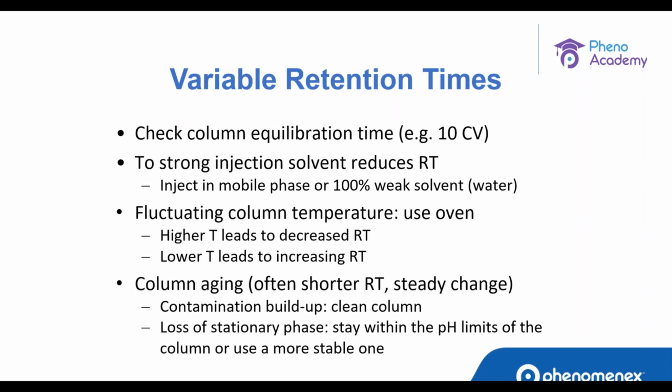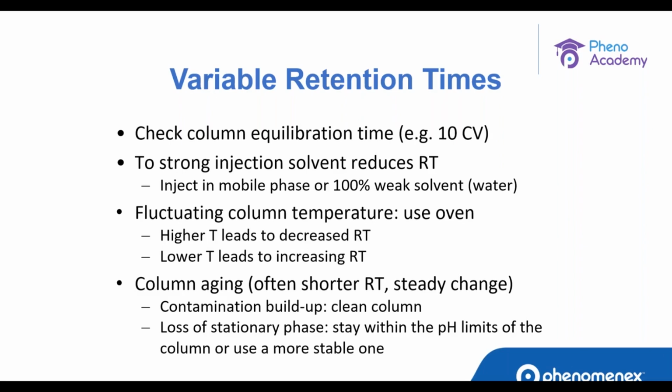Check column equilibration time. Normally we do column conditioning with 10 column volumes. A too strong injection solvent reduces retention time, so inject in mobile phase or 100% weaker solvent.